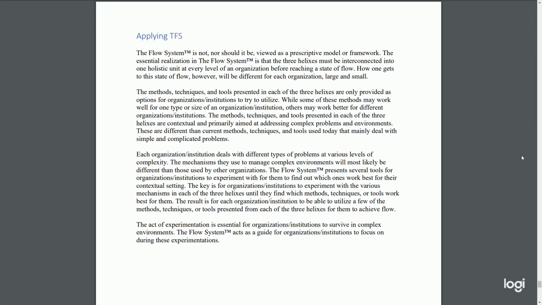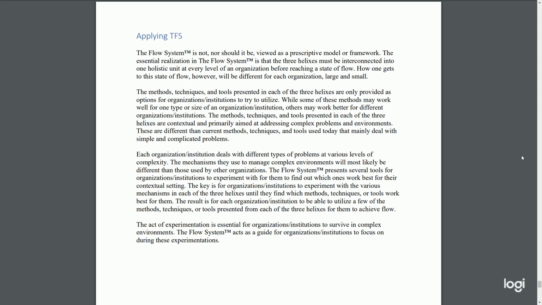The methods, techniques, and tools presented in each of the three helixes are contextual and primarily aimed at addressing complex problems and environments. These are different than current methods, techniques, and tools used today that mainly deal with simple and complicated problems. Each organization, institutions, deal with different types of problems at various levels of complexity. The mechanisms they use to manage complex environments will most likely be different than those used by other organizations. The flow system presents several tools for organizations, institutions to experiment with for them to find out which ones work best for their contextual setting.